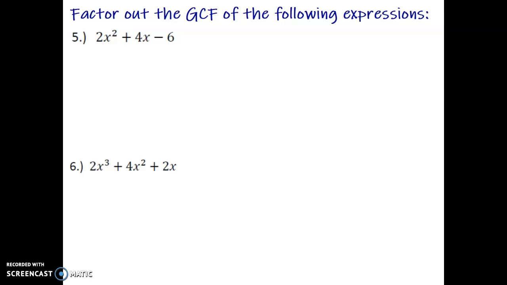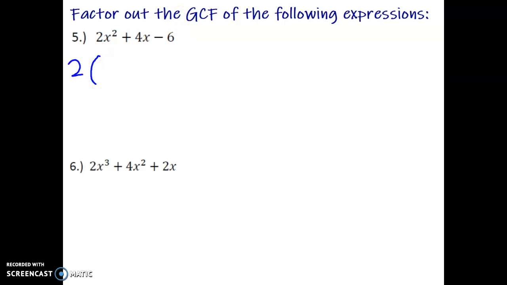Okay, let's try this one. 2x squared plus 4x minus 6. Okay, GCF. See if you can do the number first. What will be the number part of this GCF? It's going to be a 2. 2 is the biggest number that will divide into 2, 4, and 6. Okay, how about the variable? In this case, I'm going to have no x because this one has no x. It's not a common factor because this one doesn't have an x. So I'm just going to factor out 2.